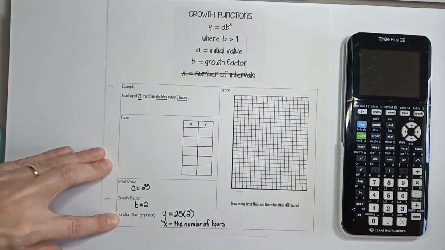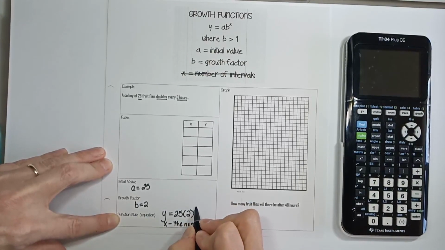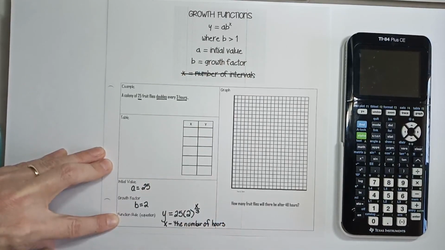Now, this doubles every 3 hours, so if I have 6 hours, it's going to happen twice. If I have 18 hours, it's going to happen 6 times. So we're going to call that x over 3. However many hours we have, we have to divide that by 3 to find out how many times this actually happens. So x divided by 3, since it doubles every 3 hours. Let's take a look up here at this table. We're going to go ahead and create a table and then graph on this grid over here.